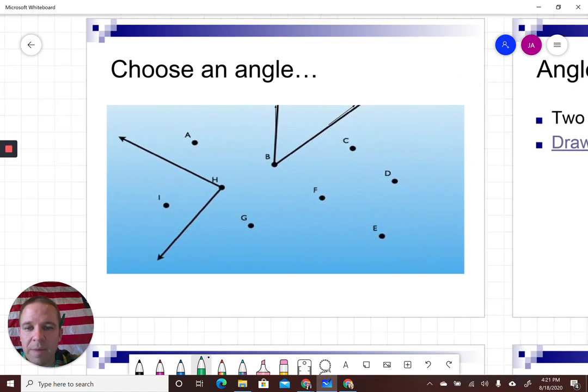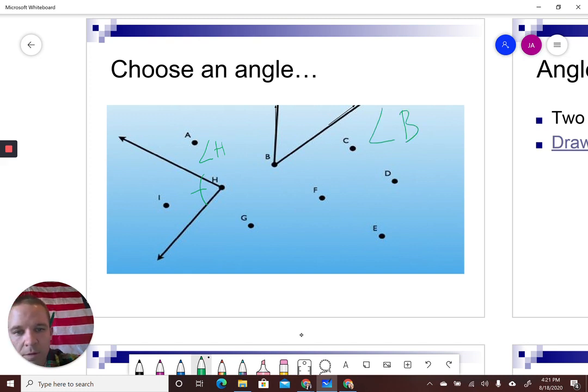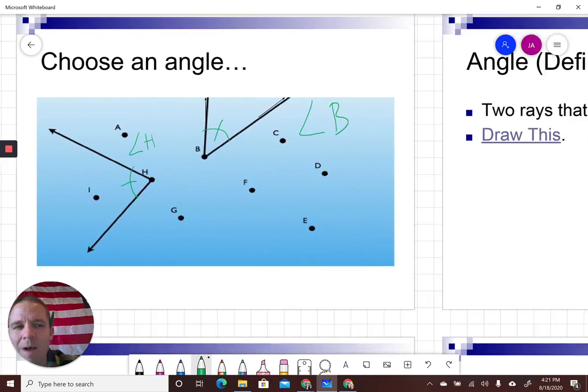Okay, time for some angles. Now, if I say angle H here, I would just write it as angle H. That auto-corrected. That's not what I wanted. Hold up. Angle H. There we go. So I can name that as angle H. We know exactly what we're talking about. Or angle B. That's this guy right here. Cool? Not too bad. Unless I start bringing some other things in, which I think I might.